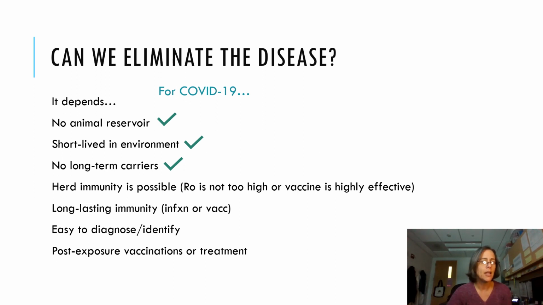I don't know. Is herd immunity possible? No. Right? It's too contagious. The vaccine is not highly effective enough against infection transmission. Is the immunity long-lasting, either from a previous infection or vaccine? No, it is not. We're going to need to get COVID shots every single year.